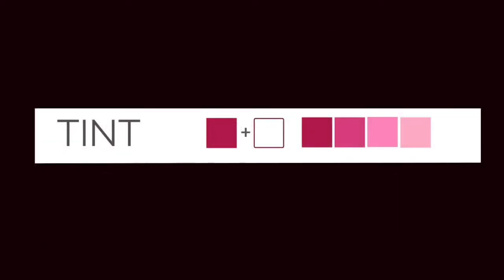To put it simply, tints, tones, and shades are variations of hues or colors on the color wheel. A tint is a hue to which white has been added. So for example, the color pink is considered a tint of red because red added to white equals a pink when you mix colors together.